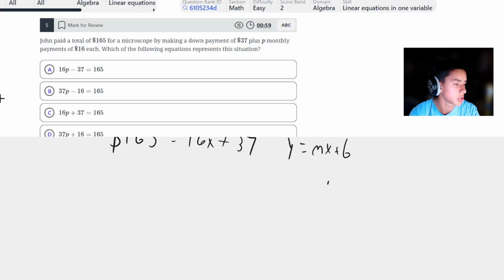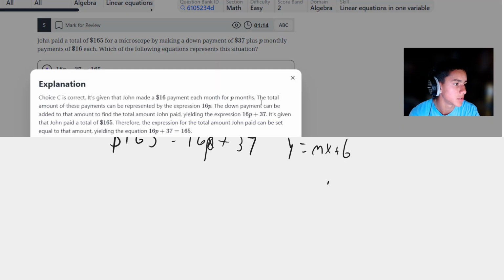So the answer for this question would be 16x, 16p, sorry. This should be a p. 16p plus 37 would be c.